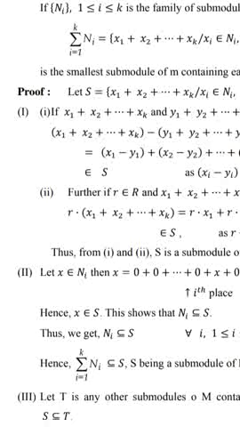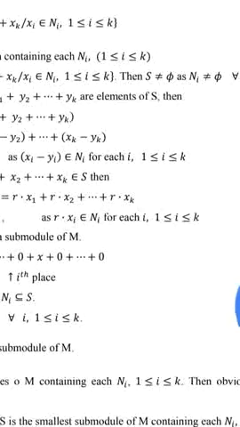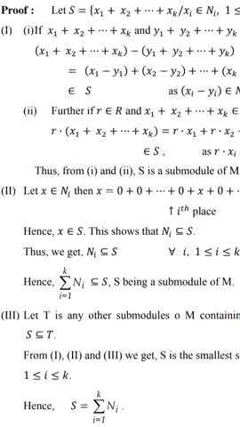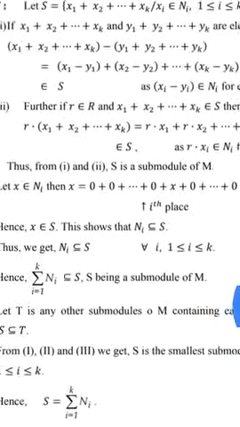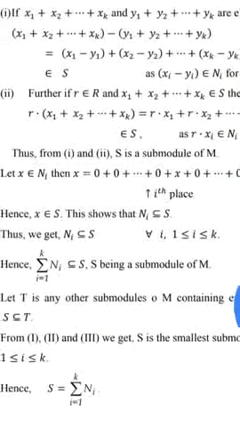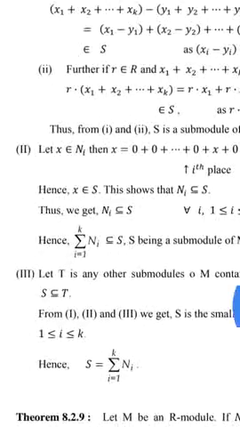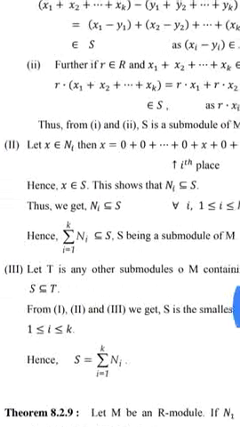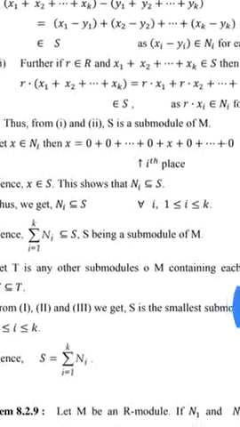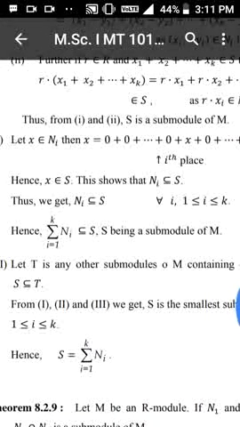Now for proof, if x1 plus x2 plus dot dot plus xk and y1 plus y2 plus dot dot plus yk are elements of S, then x1 plus x2 plus dot dot plus xk minus y1 plus y2 plus dot dot plus yk, that is x1 minus y1 plus x2 minus y2 plus dot dot plus xk minus yk, belongs to S. Further, if r belongs to R and x1 plus x2 plus dot dot plus xk belongs to S, then r into x1 plus x2 plus dot dot plus xk is equal to r x1 plus r x2 plus dot dot plus r xk, which belongs to S. Thus, from 1 and 2, S is a submodule of M.